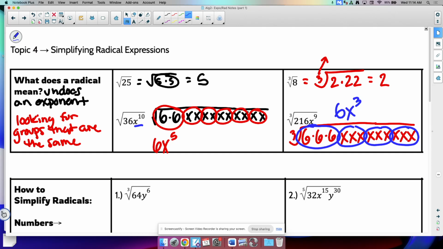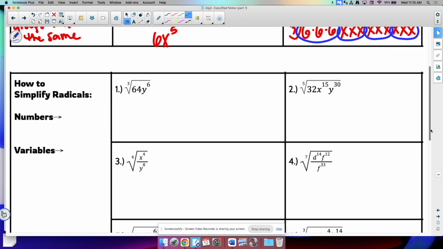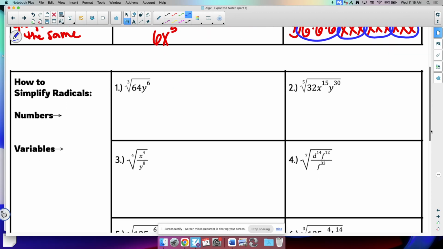I have 100 pieces of candy. I want to put them in 10 groups. How many are in each group? 10. I have 100 pieces of candy. I want to put them in 4 groups. How many are in each group? 25. So what operation are you doing? Division. So when we are looking for groups, our variables get divided by the index.